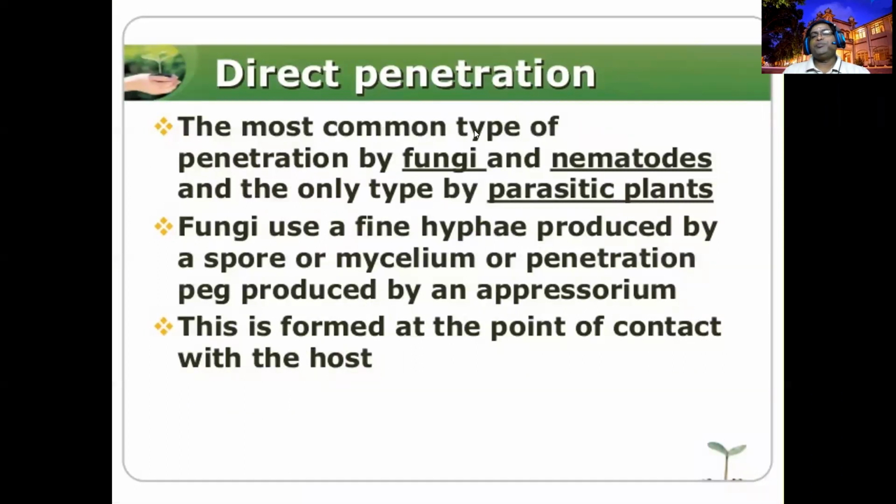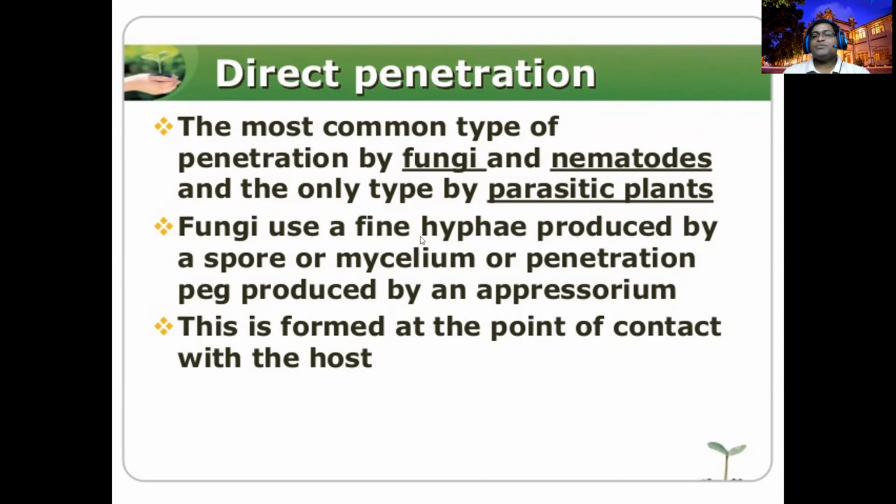So a common type of penetration by the fungi and the nematodes. They are the only type of parasitic plant. That's a direct penetration. So fungi and nematodes have the stylet. Fungi have the appressorium or penetration peg. And parasitic plants, I told you, have these direct haustoria, right? Direct appressorium and then direct haustoria to draw the nutrition.